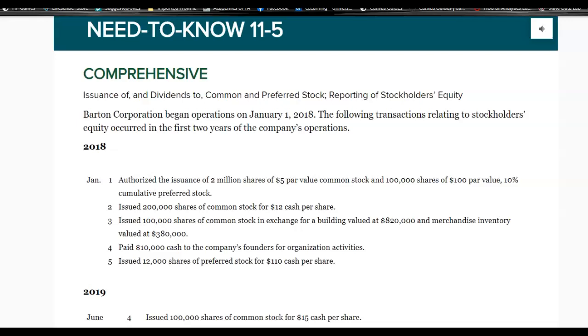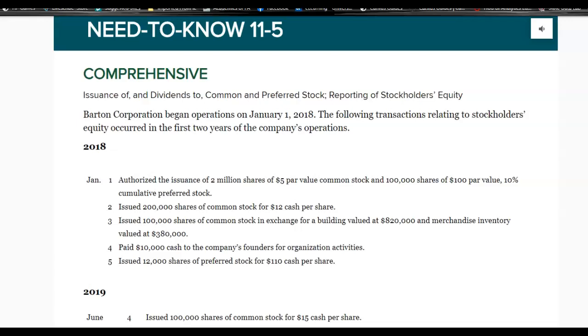So then you go to number 3, January 3rd, and it says they issued 100,000 shares of common stock in exchange for a building valued at $820,000 and merchandise inventory valued at $380,000. And so we've got this $100 par value preferred stock, 100,000 shares. So this is all of their preferred stock being issued here. Or no, this is the common stock. I'm sorry. So we're looking at more common stock.